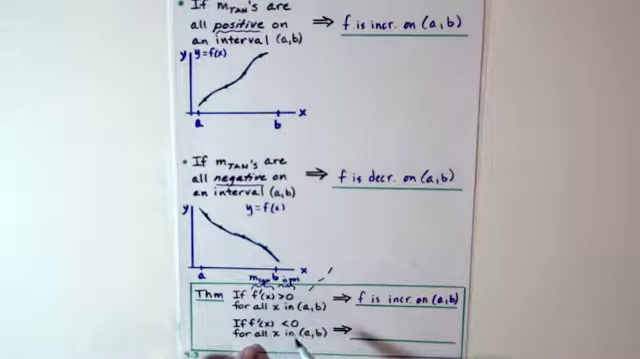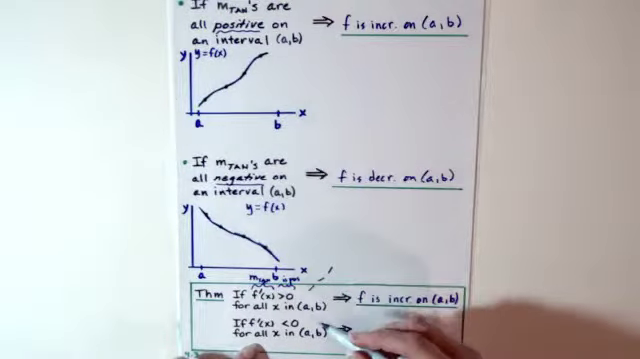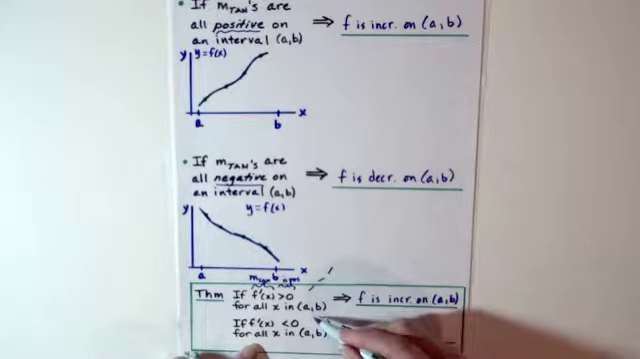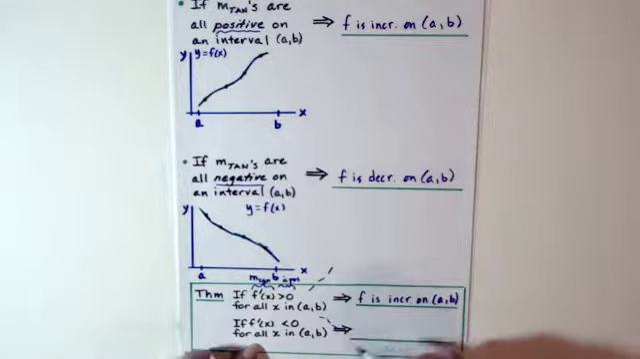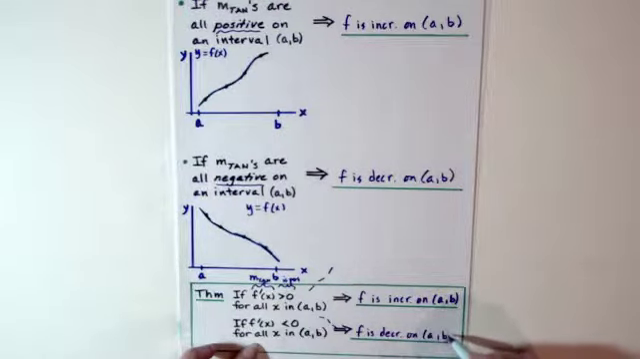And if f prime is negative for all x between a and b, well, that means the slopes of the tangent lines are all negative between a and b. And so that's the situation we talked about here. You've got tangent line slopes that are less than 0, that are negative. The only kind of curve that could go with that is a curve that is decreasing. So we could go ahead and conclude f is decreasing on the interval from a to b.